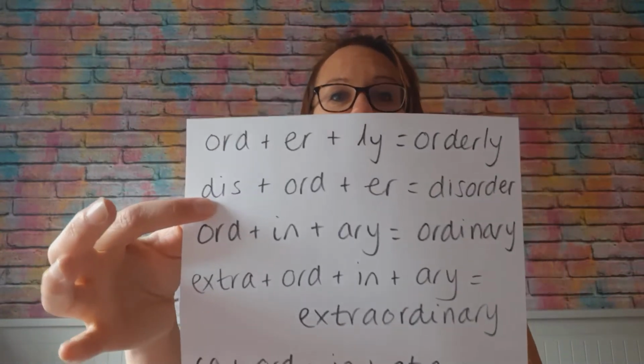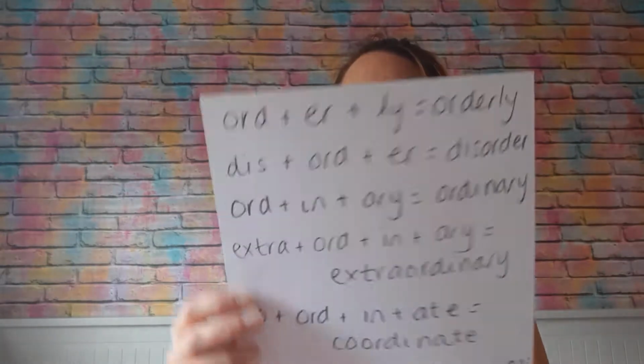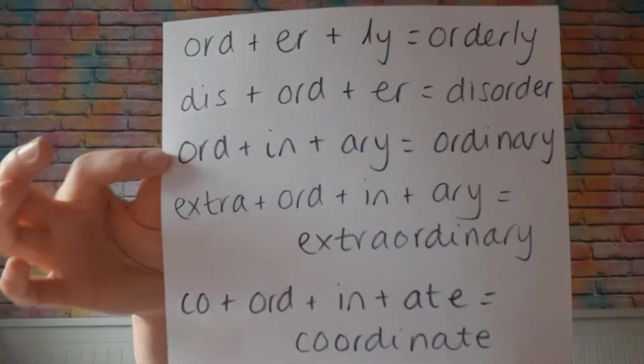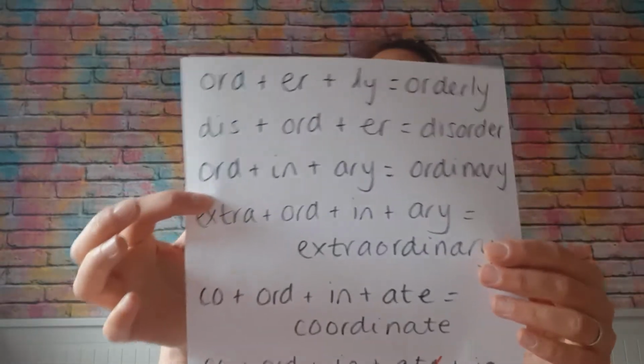Disorder, dis meaning not, so disorder, literally not in order, all jumbled up. You might say, oh, it was in complete disorder. It was all crazy, all jumbled up. Right, this one, ordinary, and this is one you might use quite a lot. So if they're very ordinary, it's as it should be, it's in order, it's sorted, it's how it should be. So that's where that ordinary comes from.